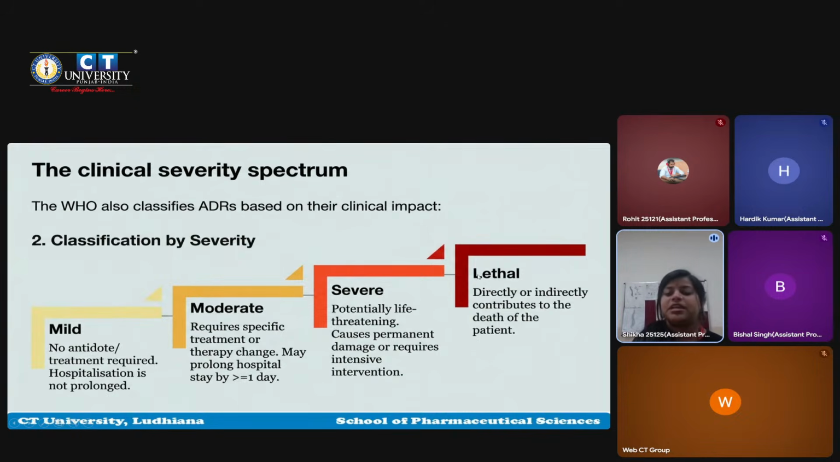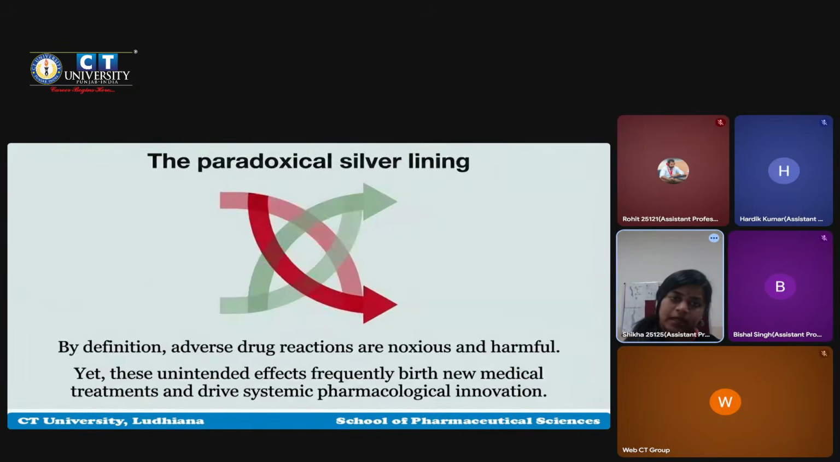If it is lethal, it means the patient will die after a period of time. So this was the second classification on the basis of severity. Now, the paradoxical silver lining. By definition, adverse drug reactions are noxious and harmful. Yet, these unintended effects frequently birth new medical treatments and drive systemic pharmacological innovations.